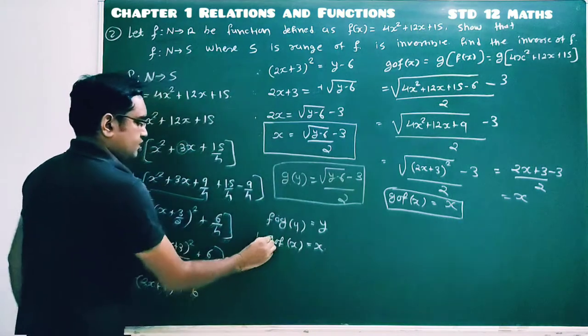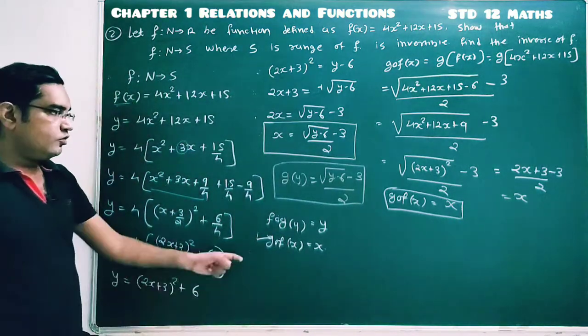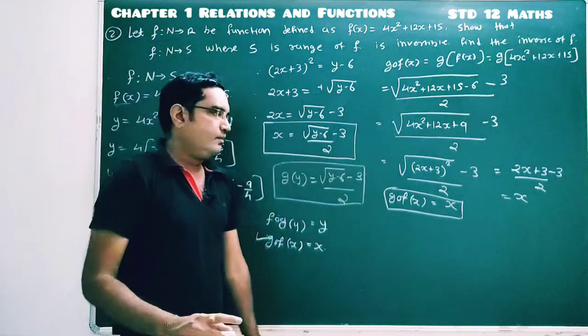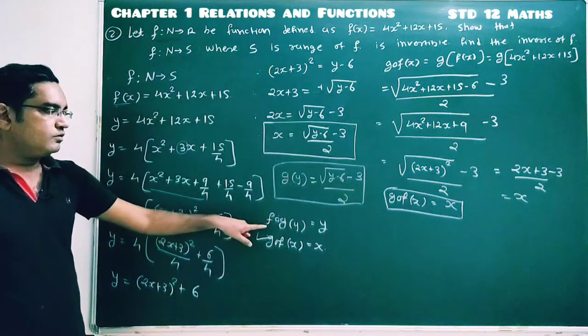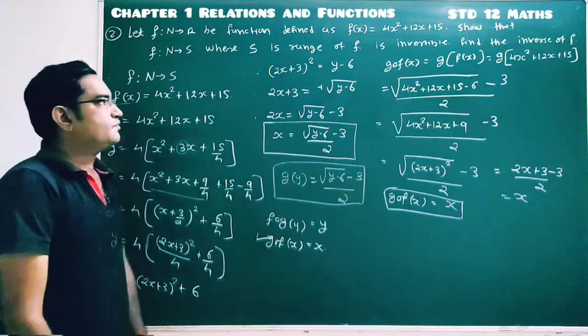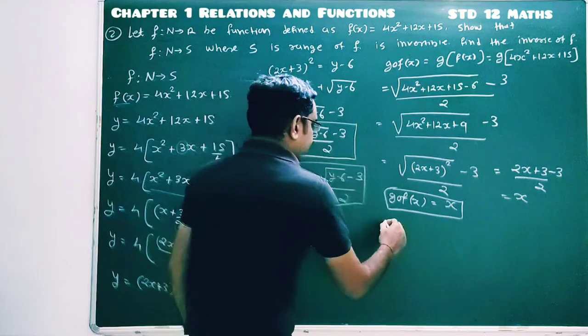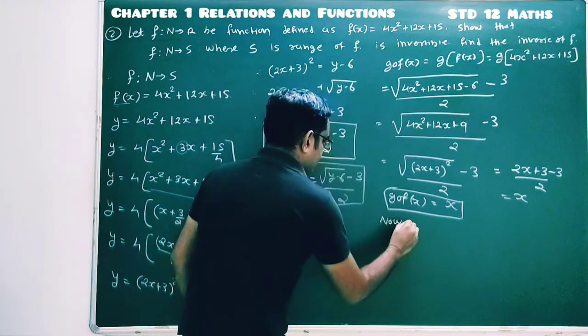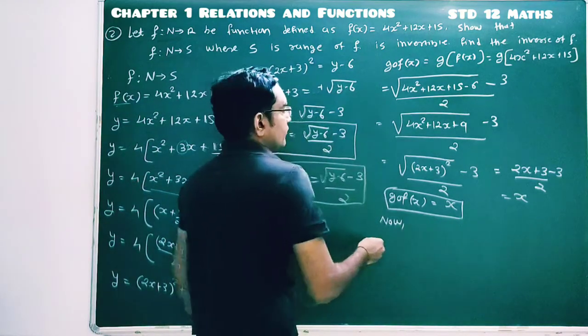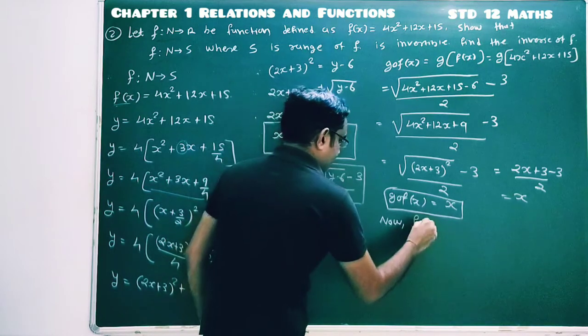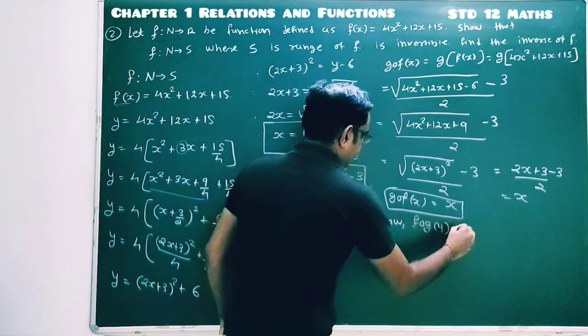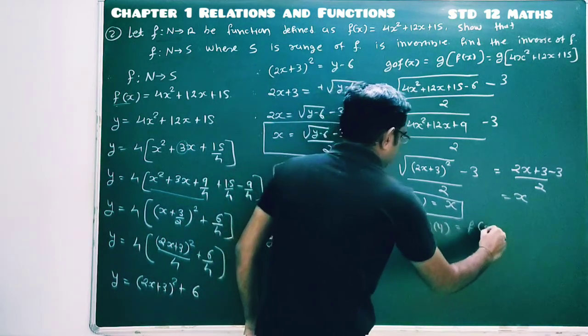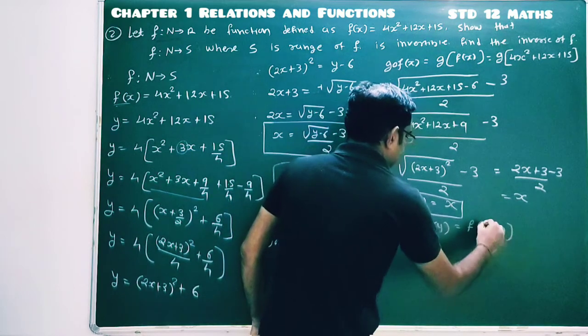That is our first condition. Clear students? G of x equal to x. By a similar method we have to prove fog y equal to y. So let's try to solve over here. So now the next condition is fog y equal to f of gy.